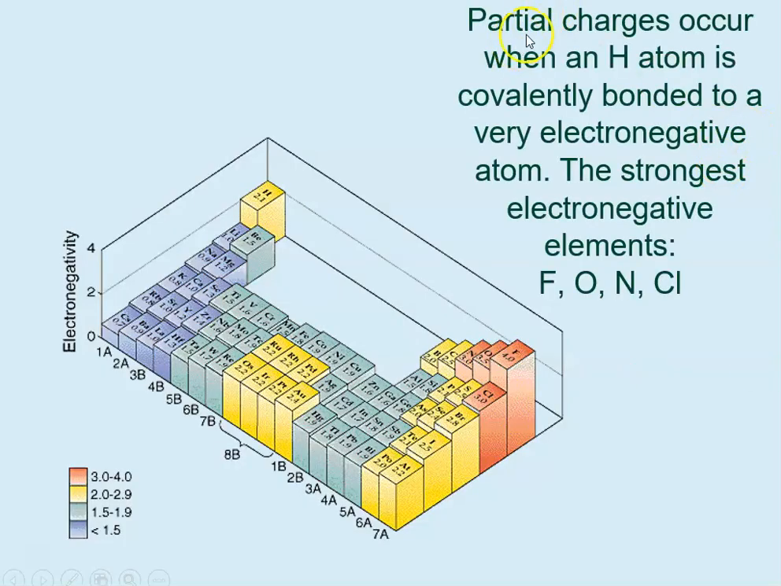So again, these partial charges occur when a hydrogen atom is covalently bonded to a very electronegative atom. So the ones that are going to really be coming up in this class are number 1, oxygen, but also nitrogen, fluorine, and chlorine.